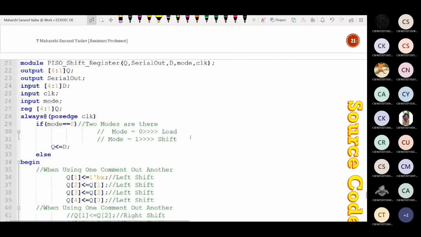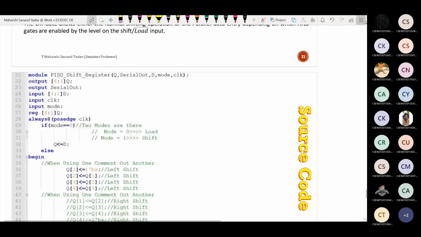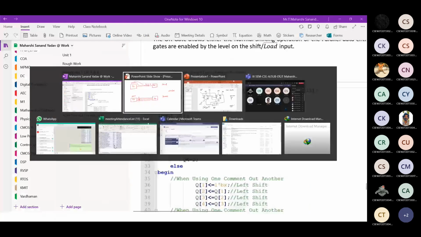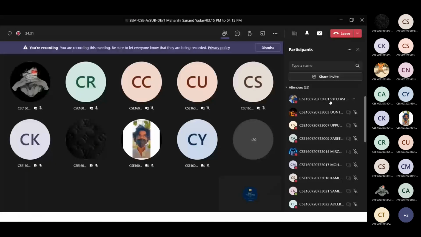So this is about shift registers. 4 shift registers are there, and one more thing is there, which is universal shift register. That one will be explained by rule number 1.